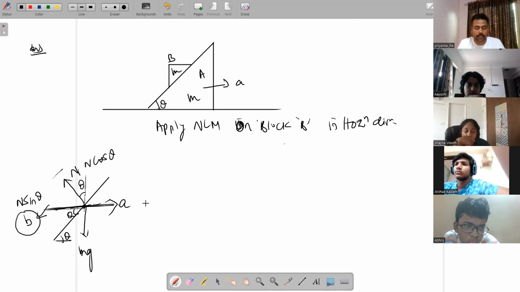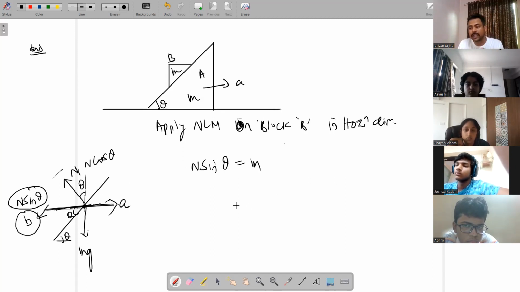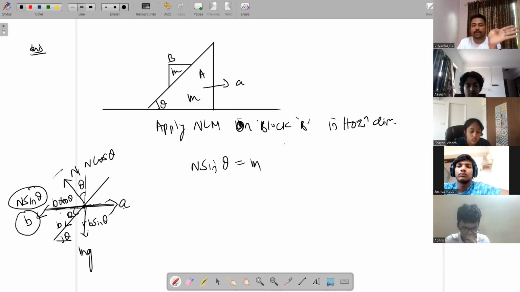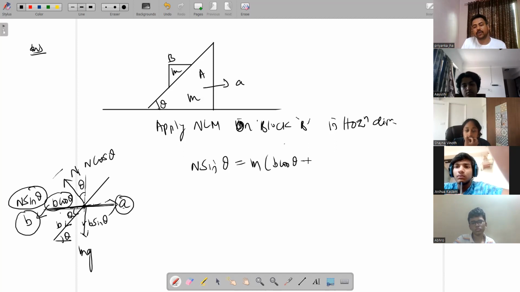See, in the horizontal direction there is only one force that will provide motion, that is N sin theta, and that should be equal to mass into acceleration. So what is the net acceleration of this block in the horizontal direction? A, sir. No, A and B. This is B. So B will have two components, B cos theta as well as B sin theta. The net force is toward the left, so the net acceleration should be B cos theta minus A.